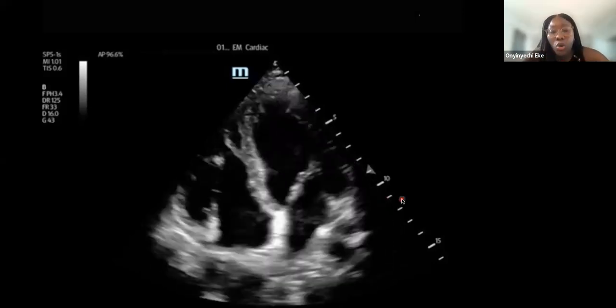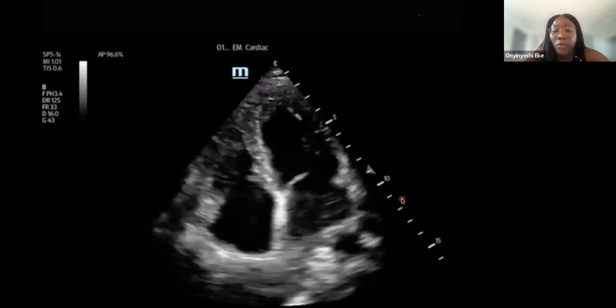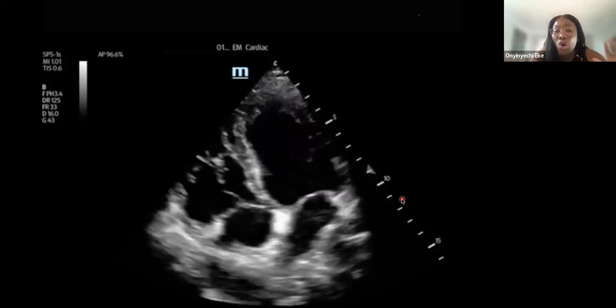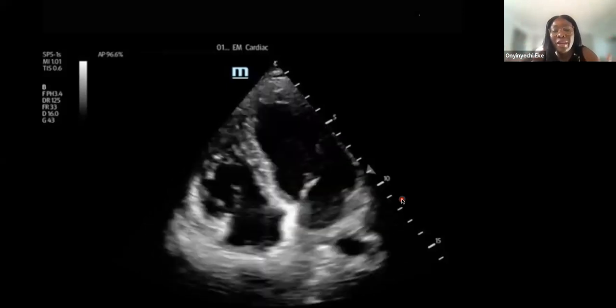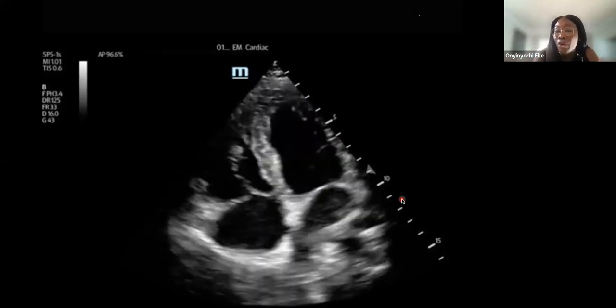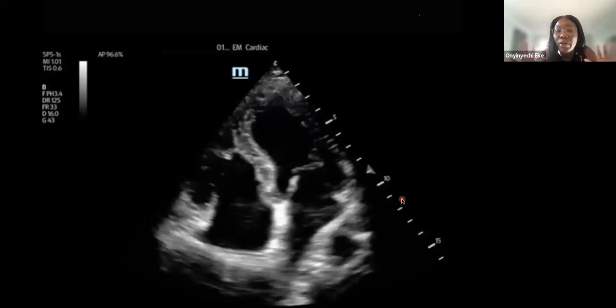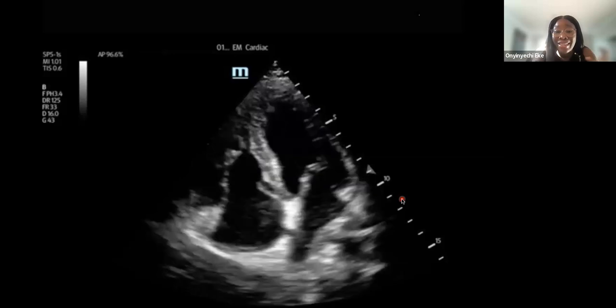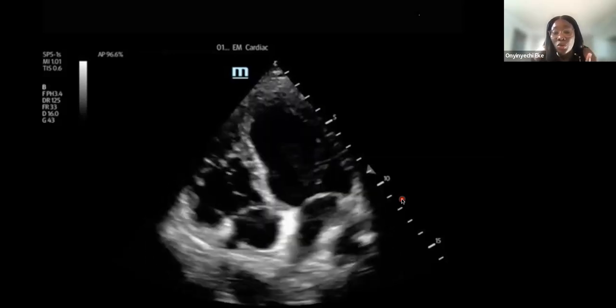Now, the right ventricle should be less than the size of the left ventricle. Upper limit of normal is 1:1. Okay, so it should be about 2/3 the size of the left ventricle, but at most 1:1. When the right side is bigger than the left, then we're concerned for pathology, and we're going to go into that soon.